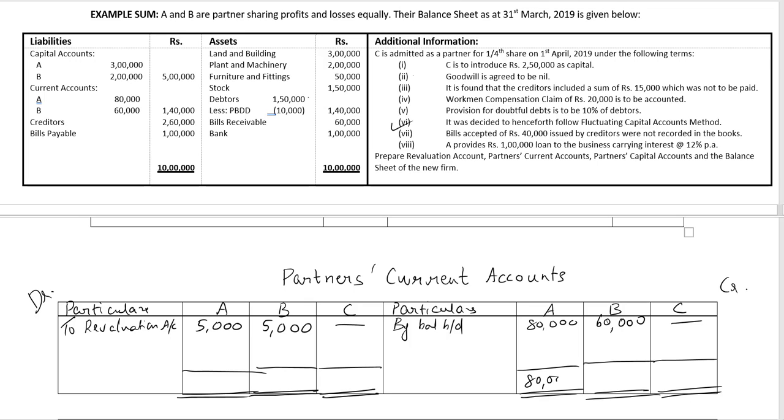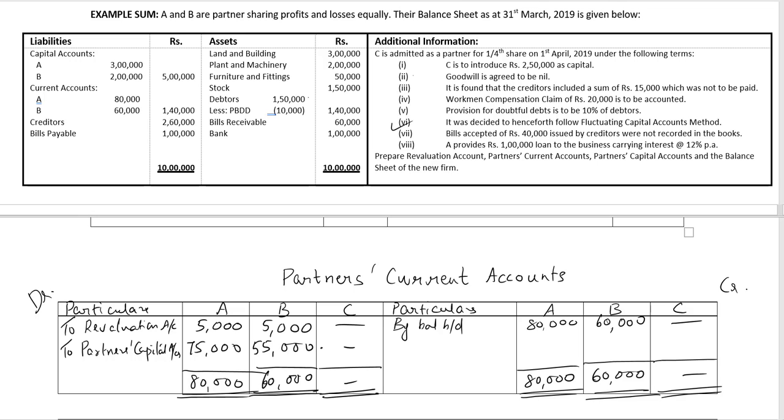Getting a total of 80,000 rupees for partner A, we transfer to partner's capital accounts 75,000 rupees. In the case of B, the total is 60,000 rupees, and we need to transfer 55,000 rupees to B's capital account. So this is the partner's current accounts.